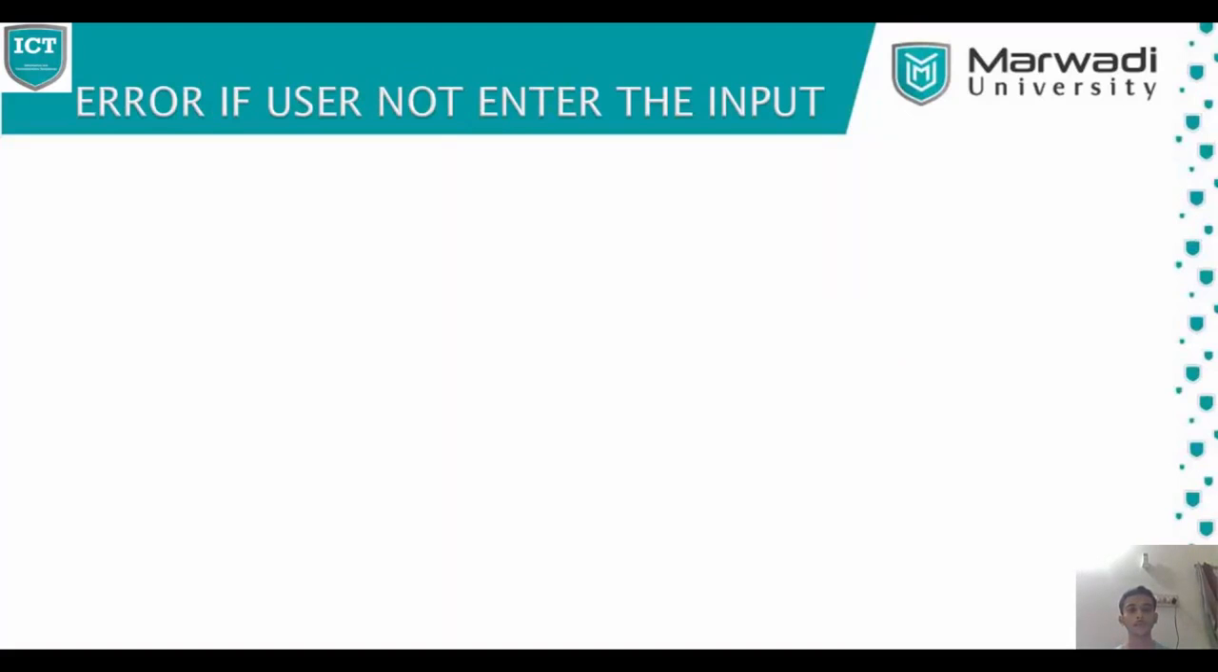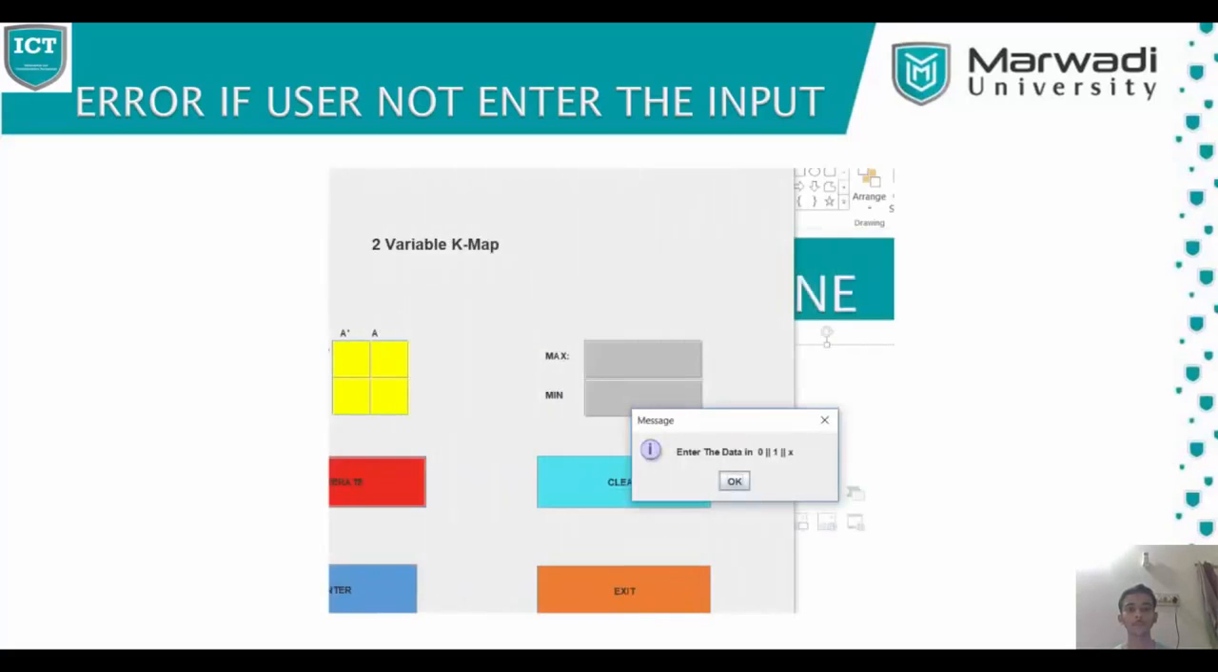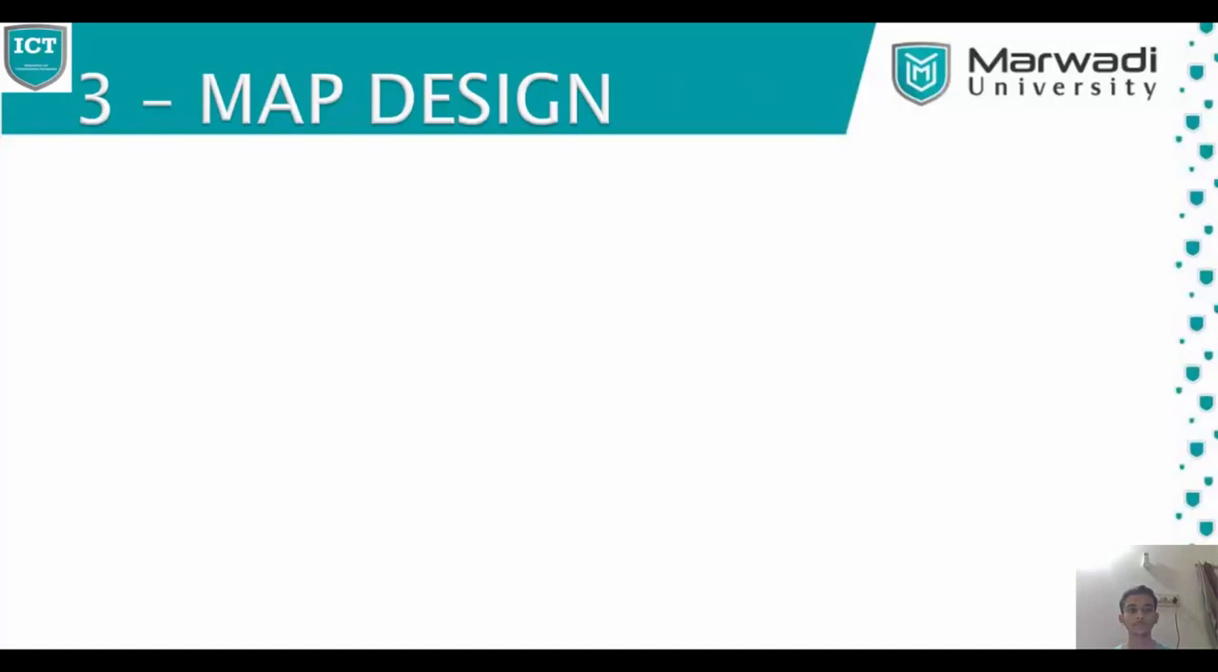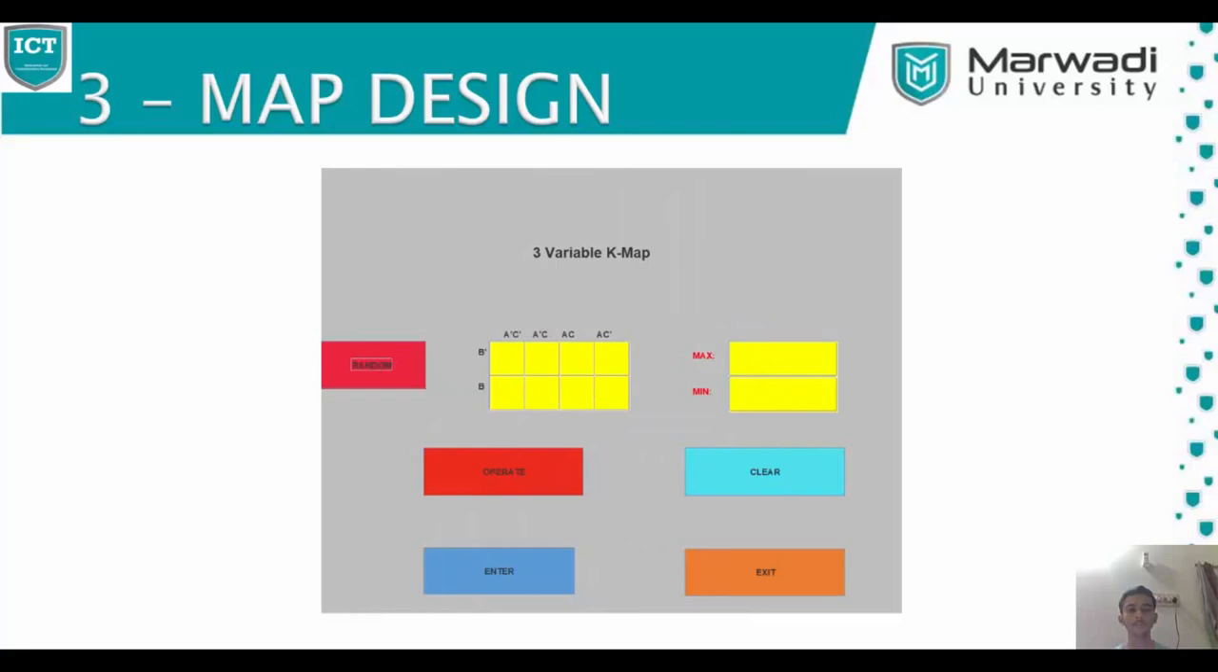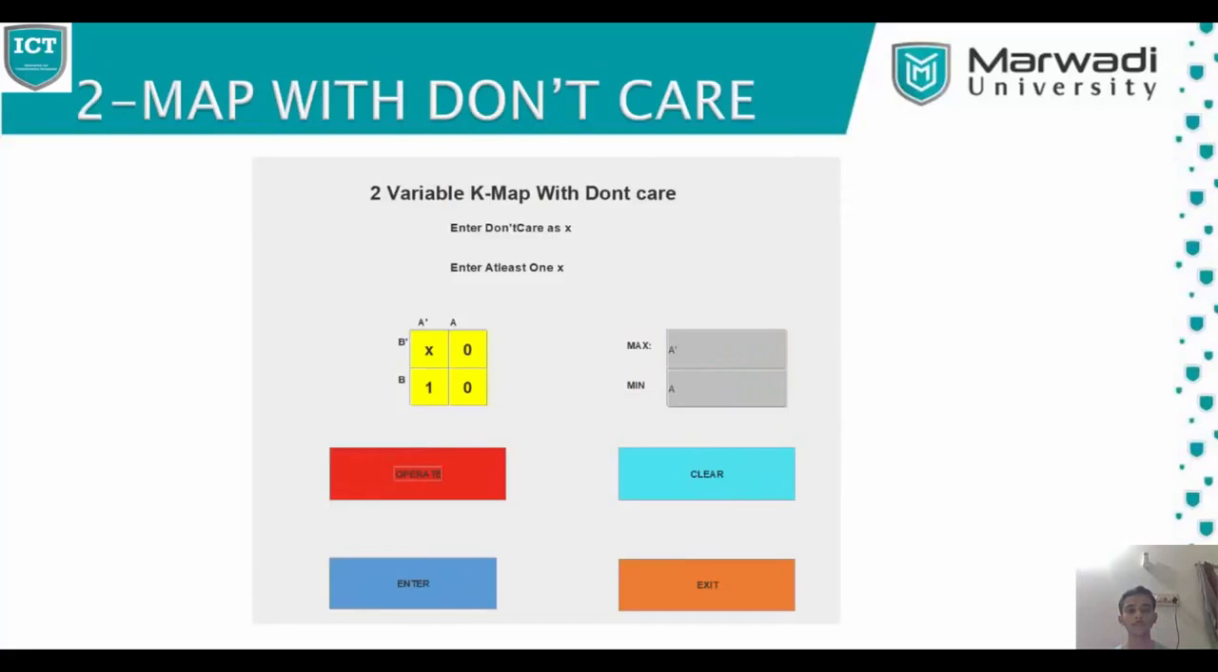Next is error. If the user does not enter an input which is valid for the K-map, it is shown here. It is the example. You can see that here is a pop-up menu which shows the error. Next is the 3 variable map design. Here is the example of the 3 variable K-map design.